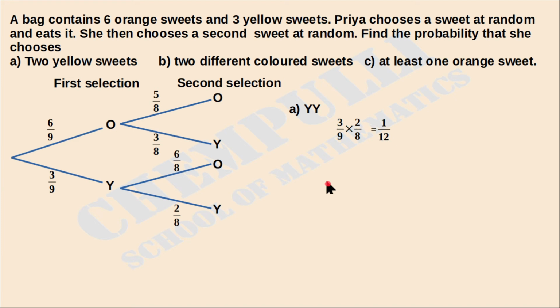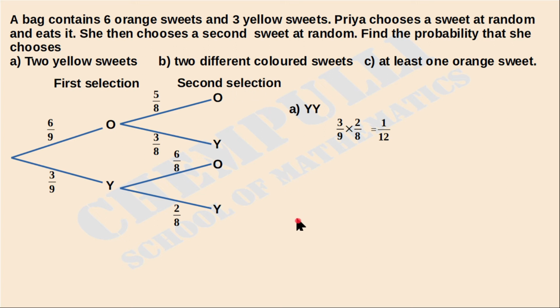Okay. The next one is the second one. Question number B. 2 different colored seeds. What is the meaning of that? That means 2 different colored seeds: first seed orange, then second seed yellow, or the first seed yellow, then second seed orange. These are the cases for 2 different colors.